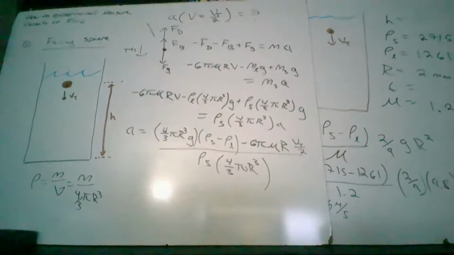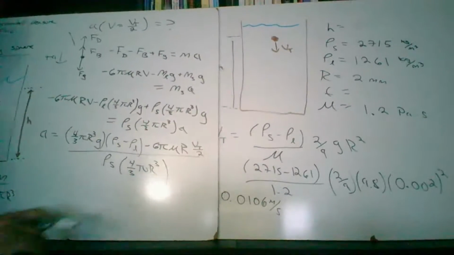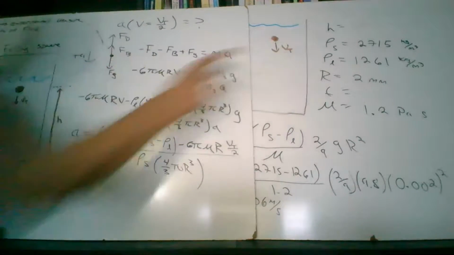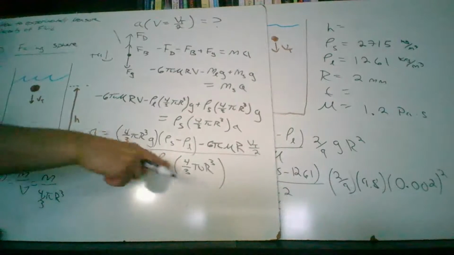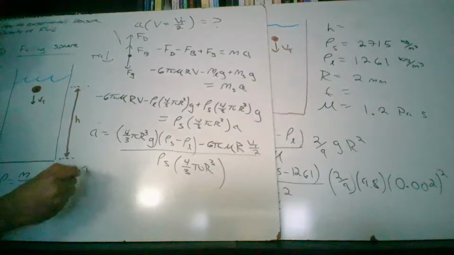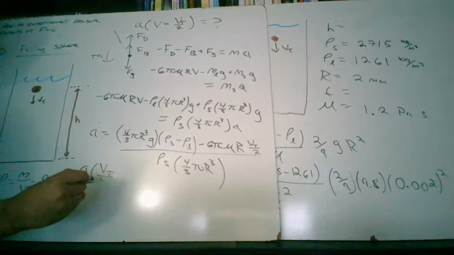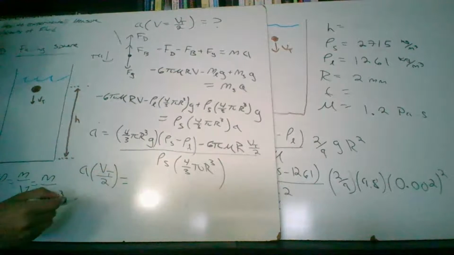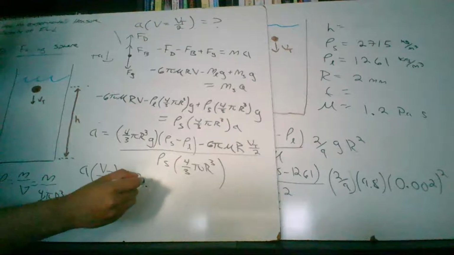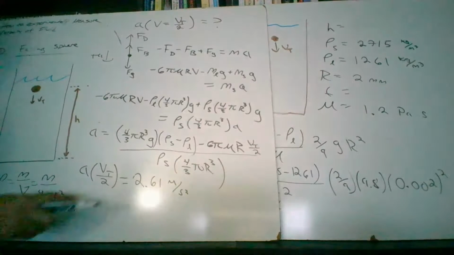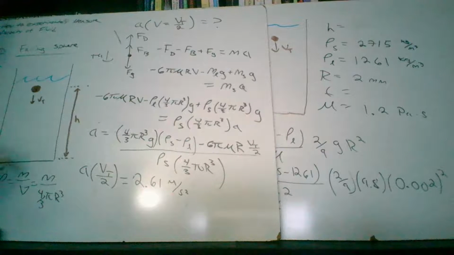Okay, and we have all of those values over here. We know what the terminal velocity is, we know what the coefficient is, we know what the radius is, and we know those two densities. So you just substitute all that into there, and we get the acceleration at V terminal divided by 2 is going to equal 2.61 meters per second squared. So that's what the acceleration will be halfway. And when it's at full terminal velocity, the acceleration is going to equal 0.